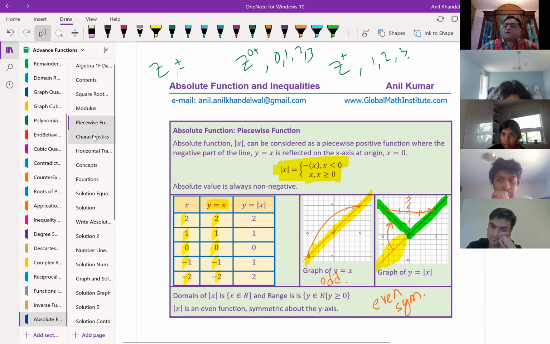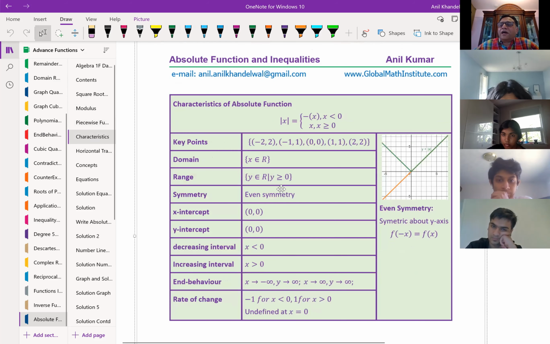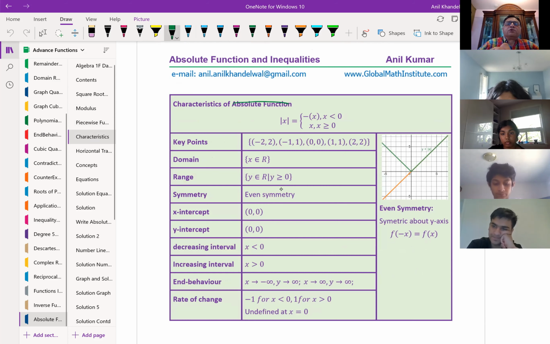Now, let us review the characteristics of absolute functions. Here, you can see a table. In the table, this is a very good format, and I have found that this format is very useful for all the students, and we can use it for any function. Today we are talking about the absolute function. Is that clear to you? But if it is a reciprocal function, quadratic function, polynomial, any function, we can make the same table.